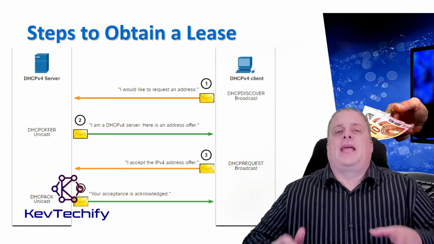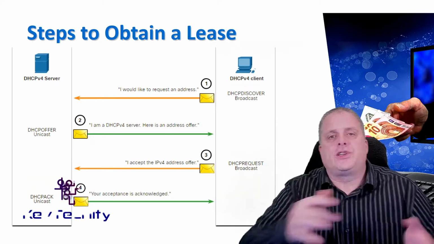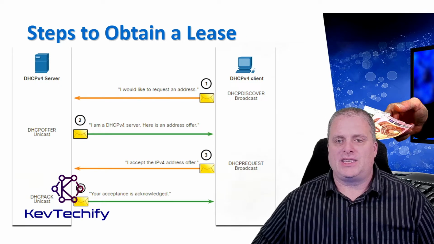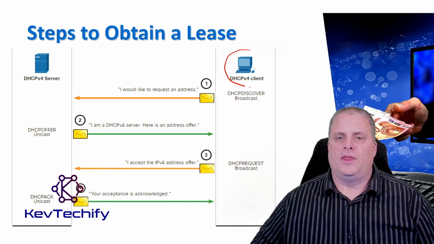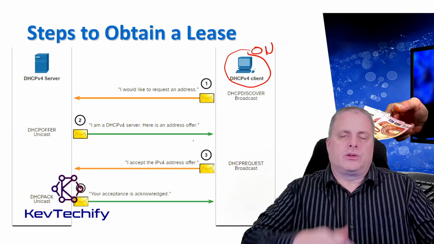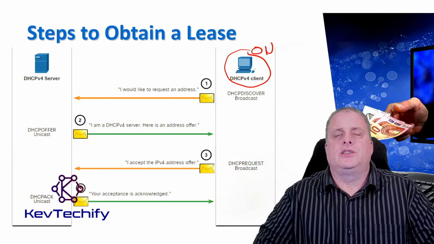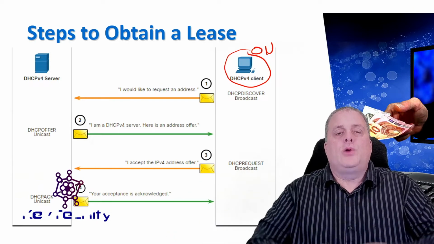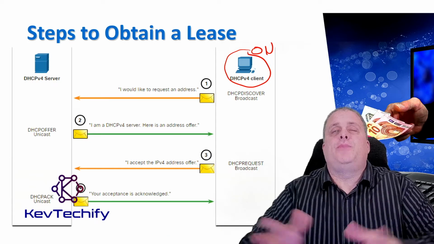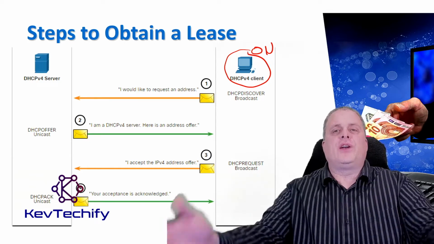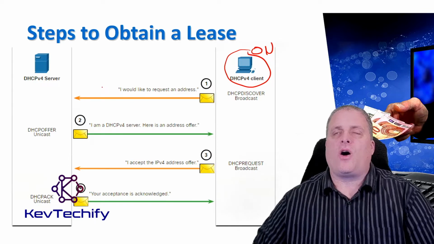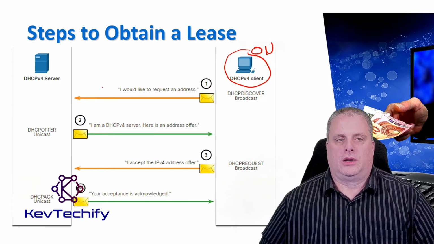The process to obtain a release, it's a 4-step process. It starts up here when your DHCP client turns on. When this device turns on, it boots up, it loads the operating system. First thing it does is send out a broadcast. Anywhere on my network, I send out this broadcast: Hey, is there a DHCP server out there? We're discovering if there's any DHCP servers out there. So that broadcast gets sent out to all the devices on my network.